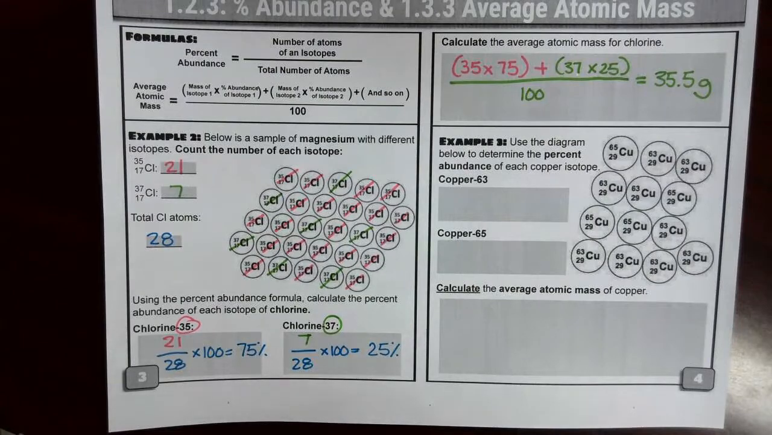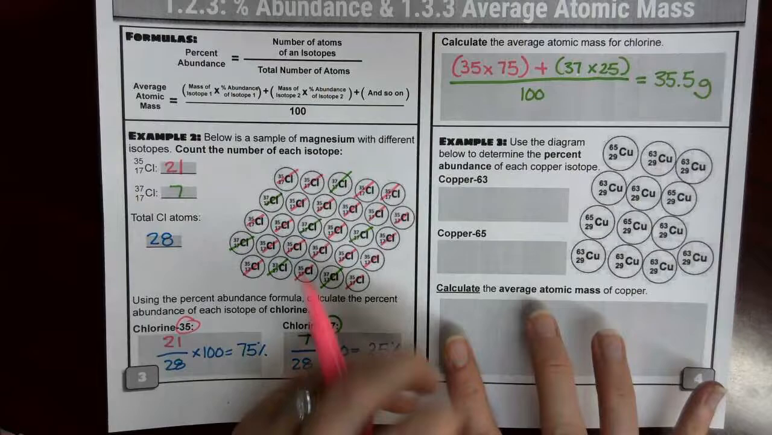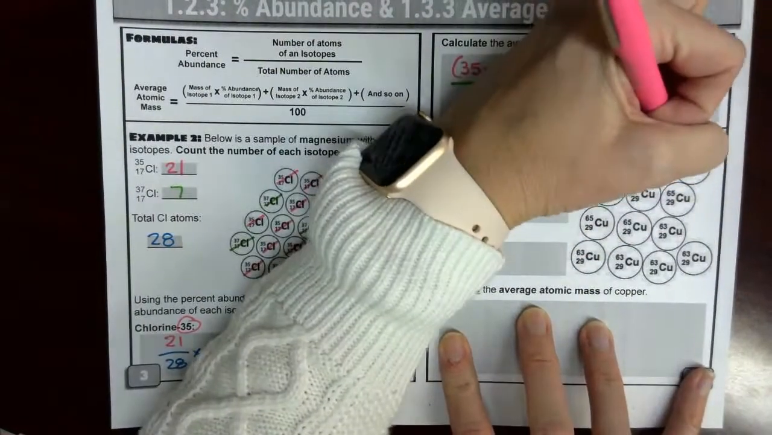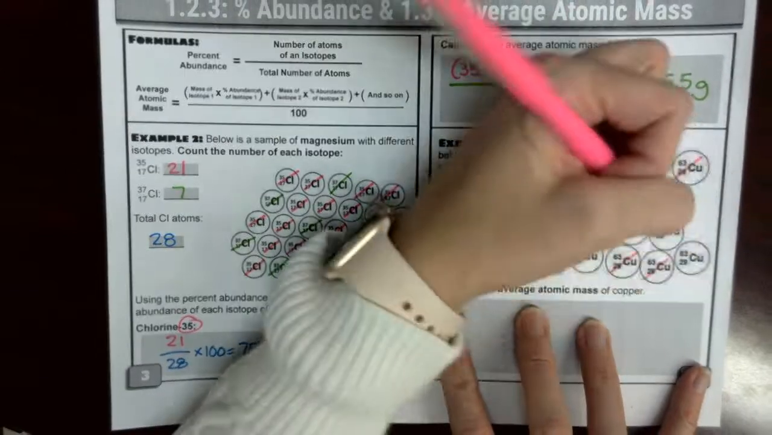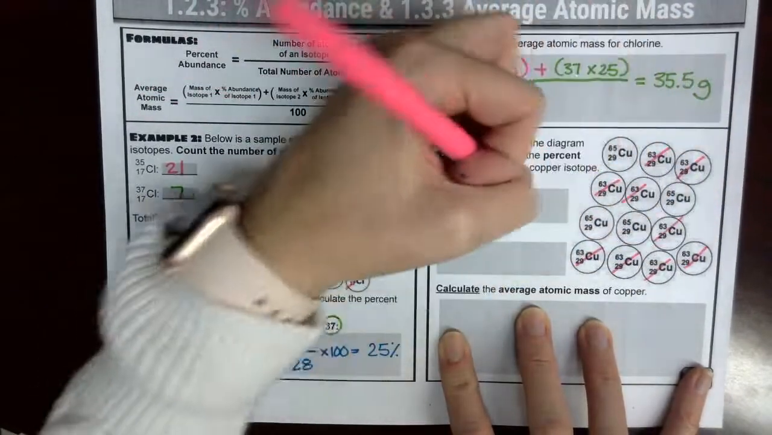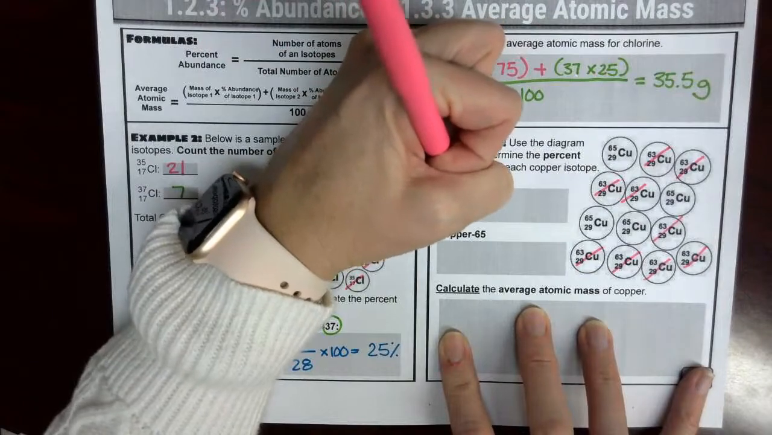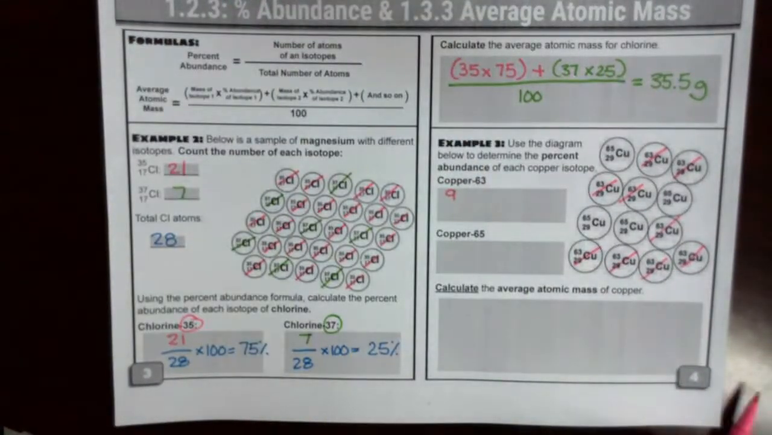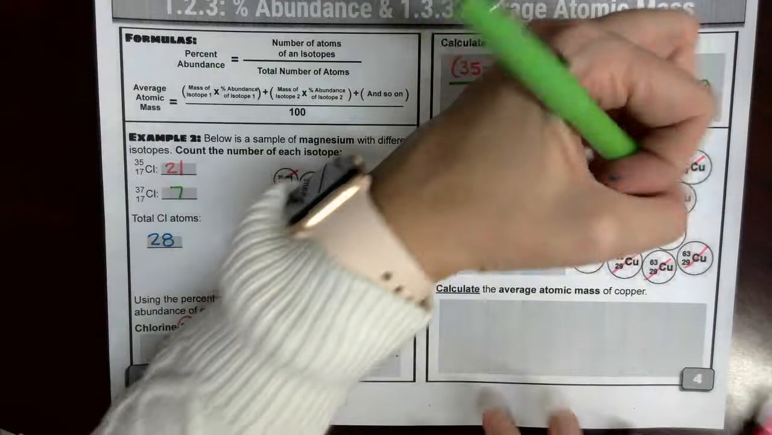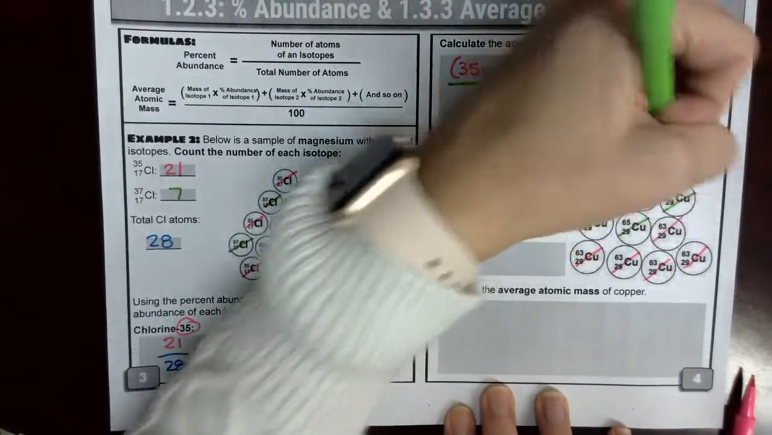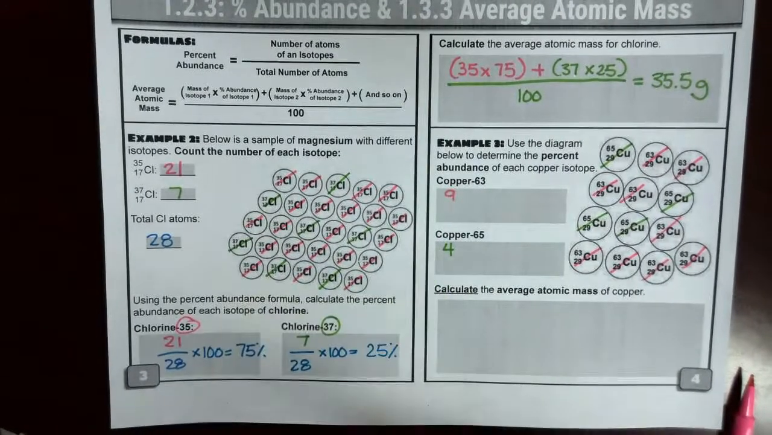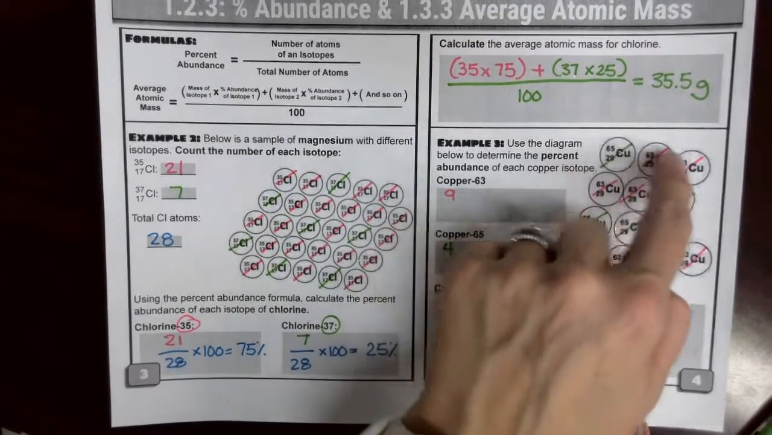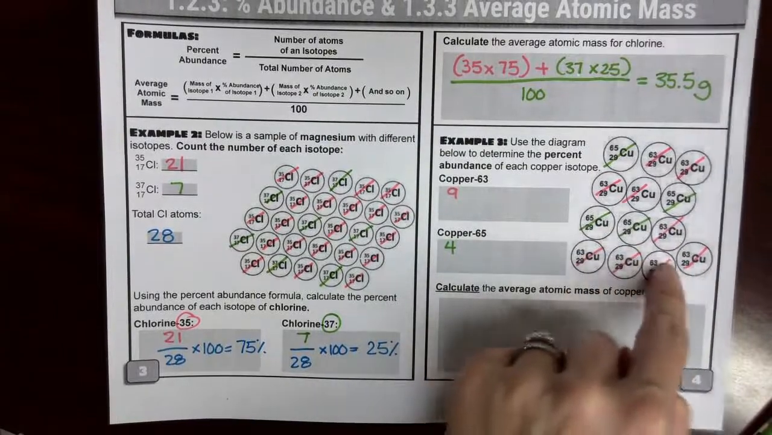So this example number 3, we're going to do this for copper. So I'm going to take a look again, and I'm going to do my counts. So copper 63. So we've got 1, 2, 3, 4, 5, 6, 7, 8, 9. Okay, so I have 9 total that are copper 63. I'm going to count my copper 65. I've got 1, 2, 3, 4. So 9 plus 4 is going to be 13 total atoms, right? 1, 2, 3, 4, 5, 6, 7, 8, 9, 10, 11, 12, 13.